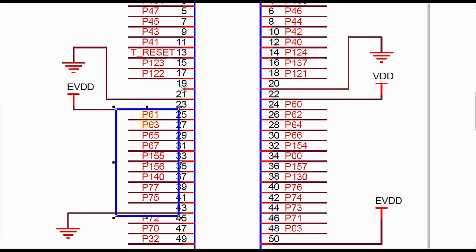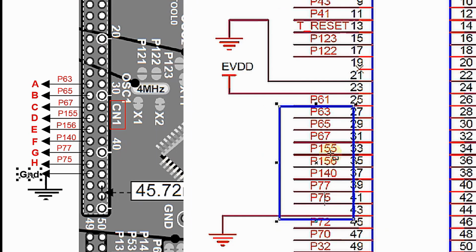the 7 segment display. So what I will do is I will connect the A terminal of the 7 segment display to P63 of the microcontroller. B terminal will be connected to P65 pin of the microcontroller. C terminal will be connected to P67 of the microcontroller, and D terminal will be connected to P155 of the microcontroller. E terminal will be connected to P156 of the microcontroller. F terminal will be connected to P140 of the microcontroller. G terminal of the 7 segment will be connected to P77 pin of the microcontroller, and finally the H terminal of the 7 segment will be connected to P75 pin of the microcontroller.